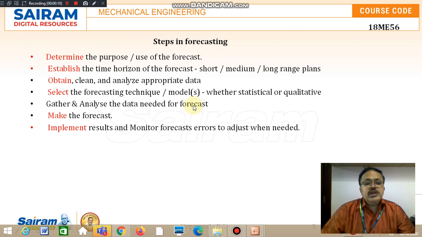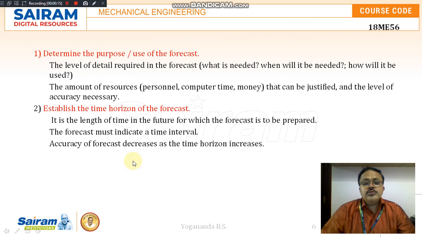First step is to determine the purpose or use of the forecast. What is needed? When it will be needed and how it will be used. What will be the amount of resources required? That is labor hours, money to be invested, machine hours. These are all the amounts of resources to be calculated, so that the amount of resources used can be justified. That is determining the purpose or use of the forecast.